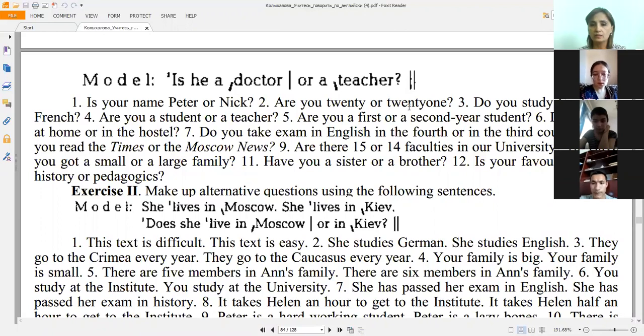Are you a first or a second year student? Turn by turn, please. Gülruhsar, answer my question. Are you a first or a second year student? I'm a first year student. Okay, good. The next one.